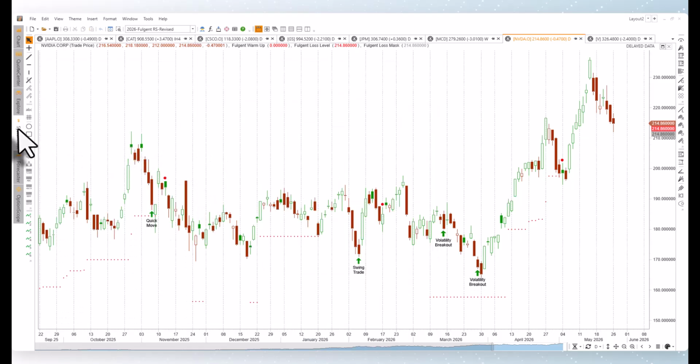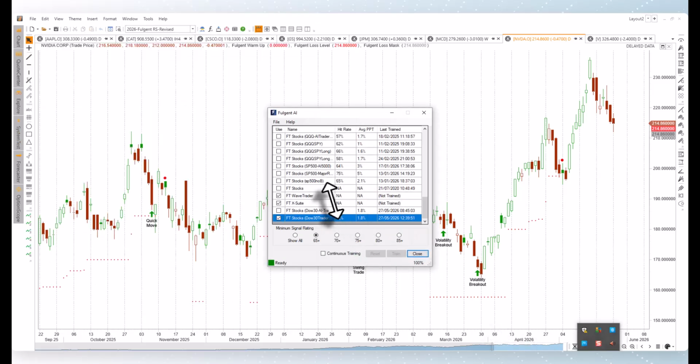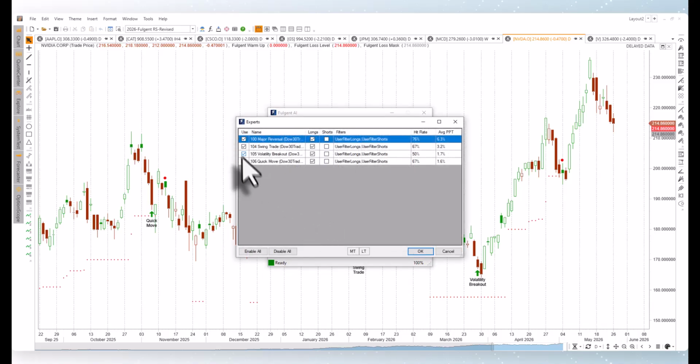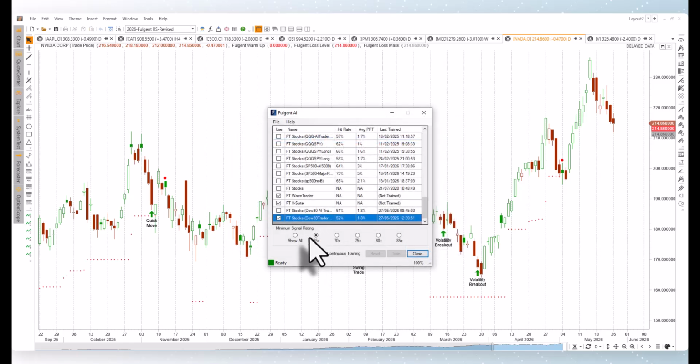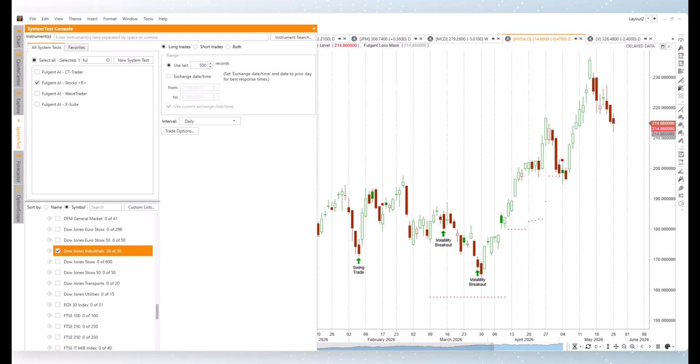Next up is the systems test, where we're going to test the AI on these particular stocks. I selected the Fulgent AI stocks, 500 trading bars, Dow Jones 30 index, and I just need to double check if I've got everything selected on the actual AI itself. Yes, we're going to do all three of those. And as I mentioned earlier, the minimum criteria in the testing period was 65% on average. So now we're going to run the system test and see what the results are.